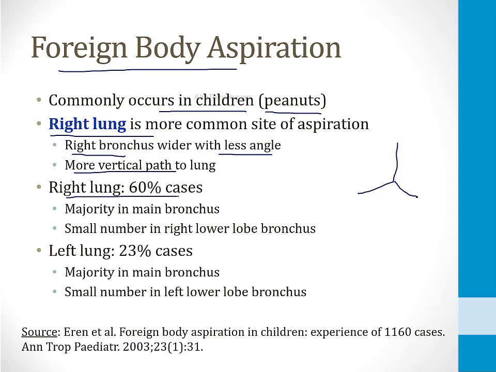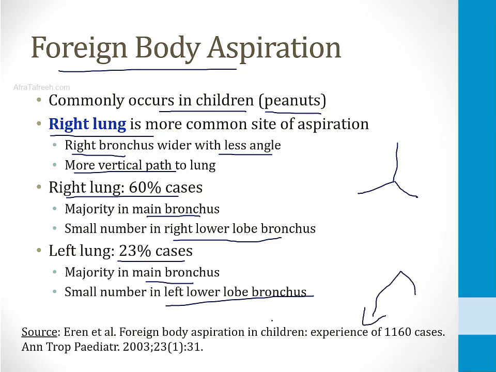So in about 60% of cases, aspiration ends up in the right lung, usually in the main bronchus. A small number of cases are in the right lower lobe bronchus. The left lung happens in a minority of cases, about a quarter. It's usually the main bronchus. A small number occur in the left lower lobe bronchus. And here's a reference at the bottom of the screen here if you want to find out where I got all this information from.